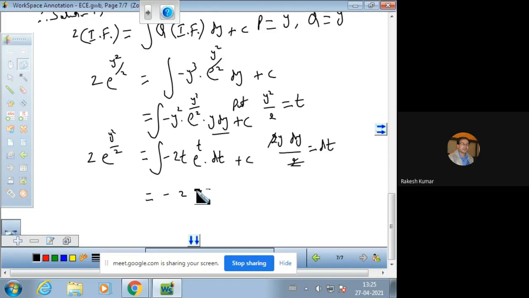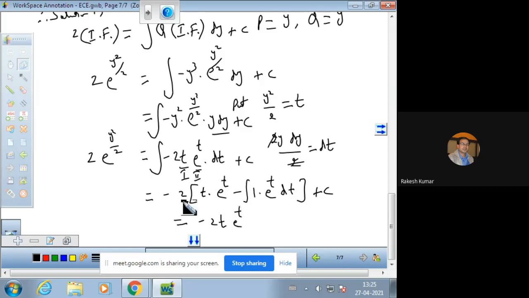First function as it is, integral of second minus derivative of t is 1. You will do this by integration by parts. So first function as it is, integral of second minus derivative of t is 1, integral of e raised to power t dt plus c. So minus 2t e raised to power t plus 2 e raised to power t plus c.